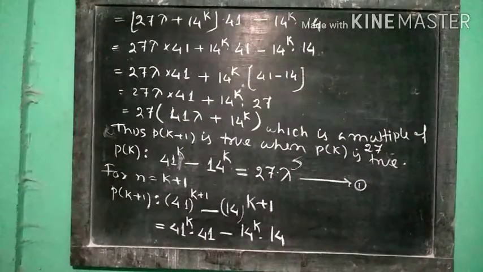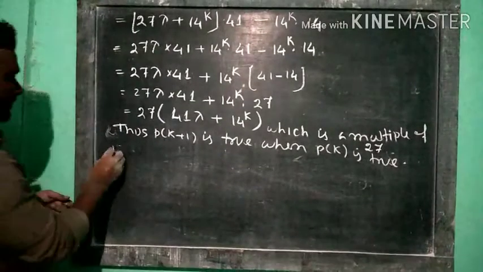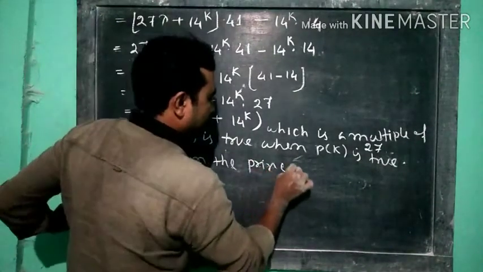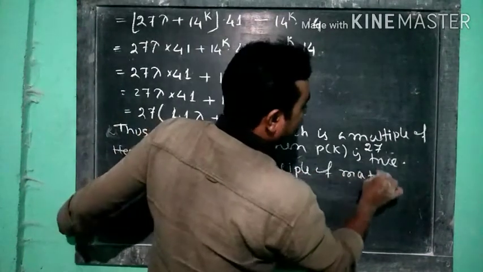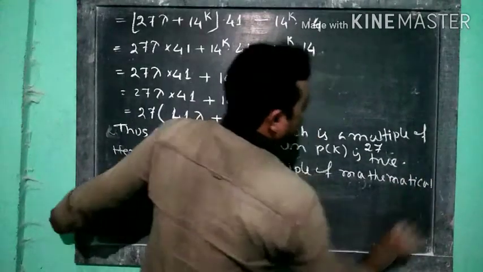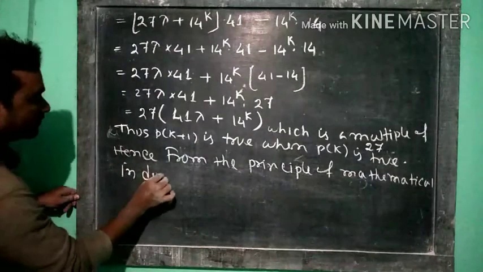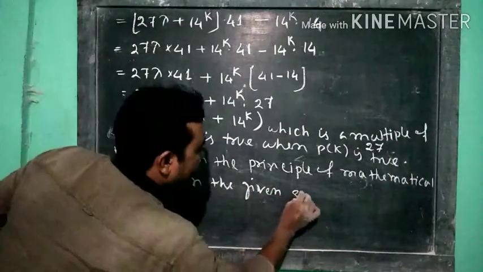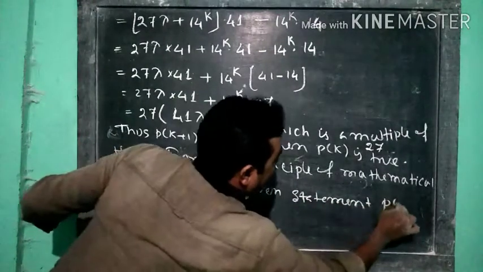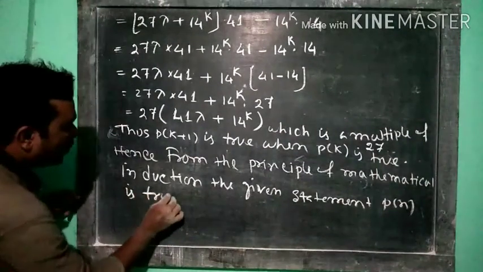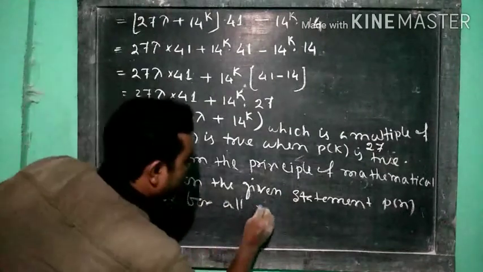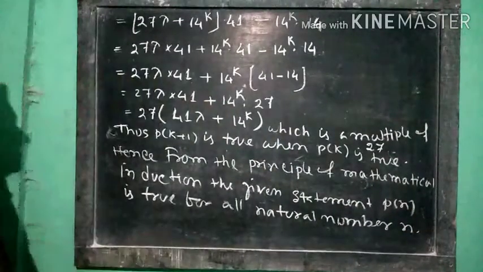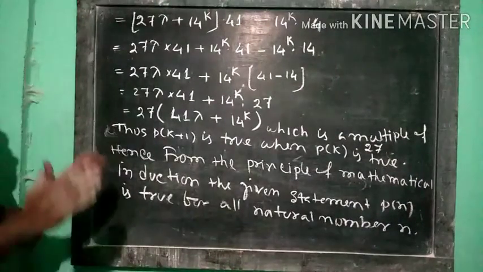We have to write that statement again. Hence, from the principle of mathematical induction, the given statement P of n is true for all natural numbers n. So this statement will be true for all natural numbers n. Thank you.